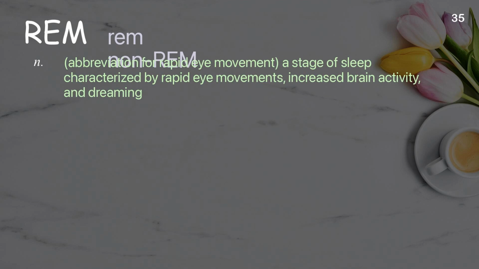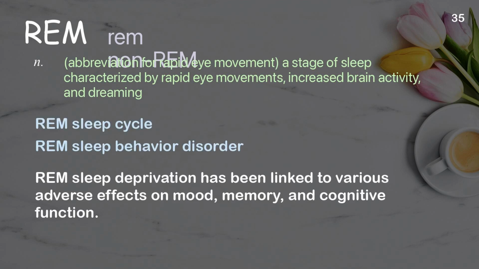REM. Abbreviation for rapid eye movement, a stage of sleep characterized by rapid eye movements, increased brain activity, and dreaming. Examples: REM sleep cycle. REM sleep behavior disorder. REM sleep deprivation has been linked to various adverse effects on mood, memory, and cognitive function.